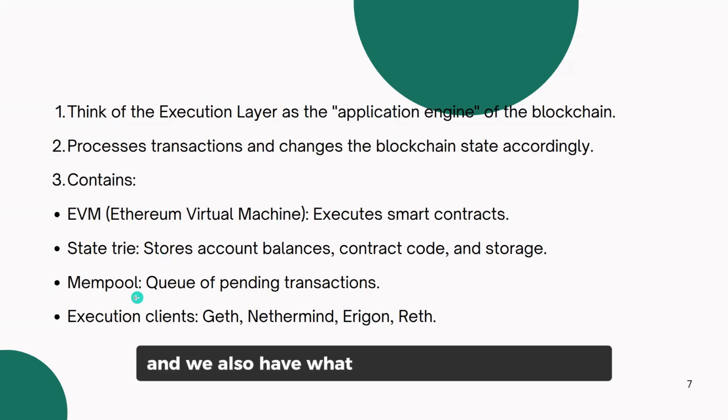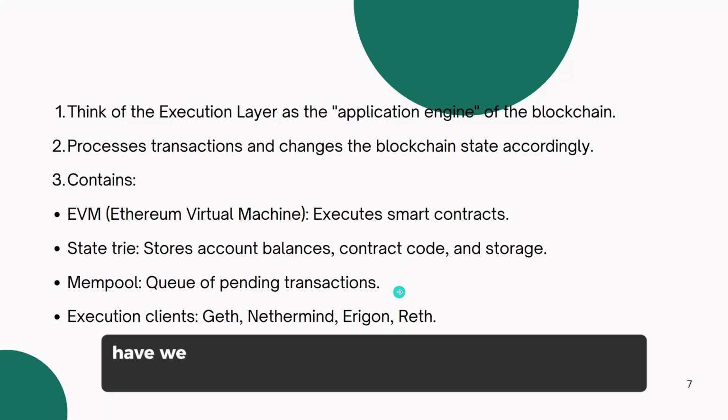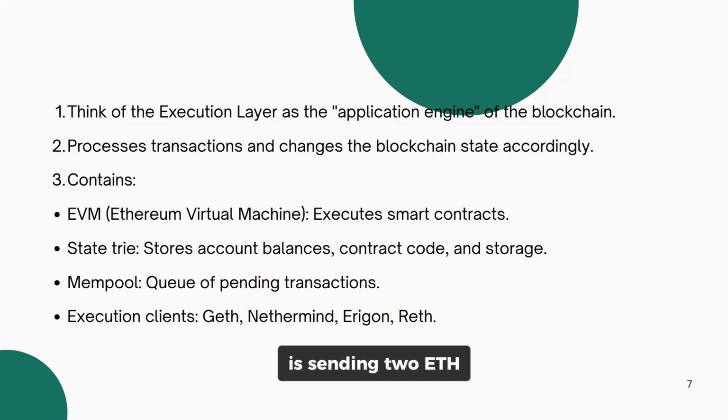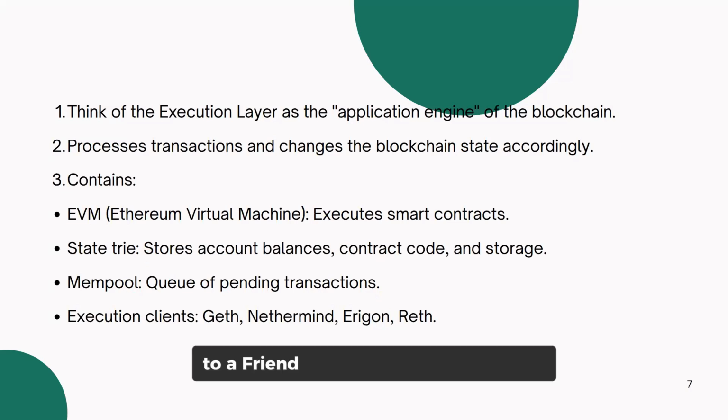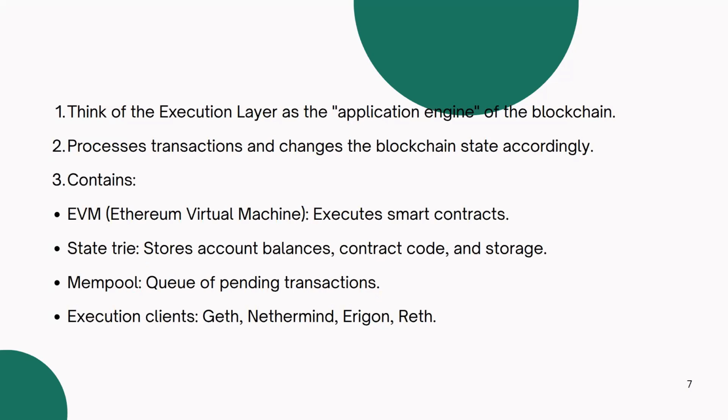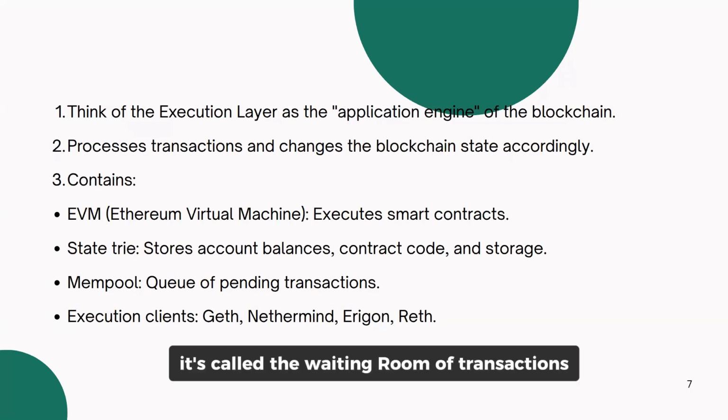And we also have what we call the mempool. Have you not noticed something when, let's say, somebody is sending 2 ETH to a friend and you click the send button, but somehow your friend is yet to receive it and it's showing you pending? Now, that transaction is actually stored in a place we call the mempool. It's called the waiting room of transactions.